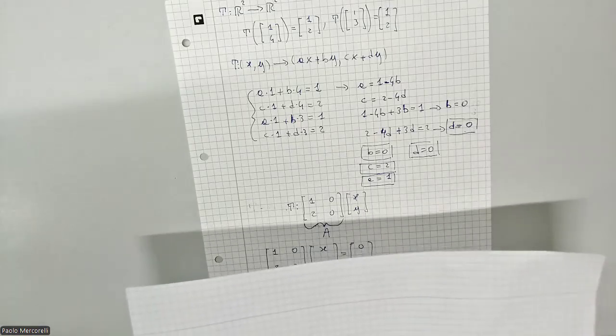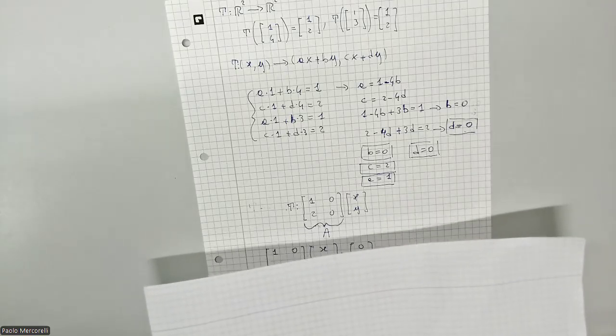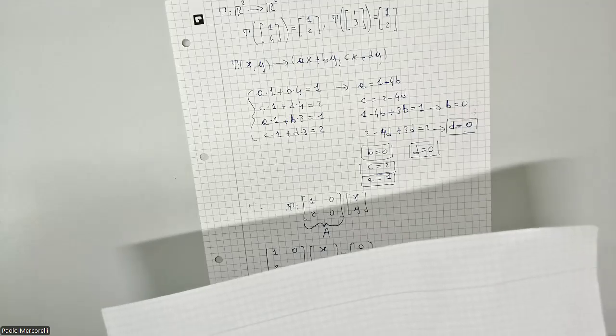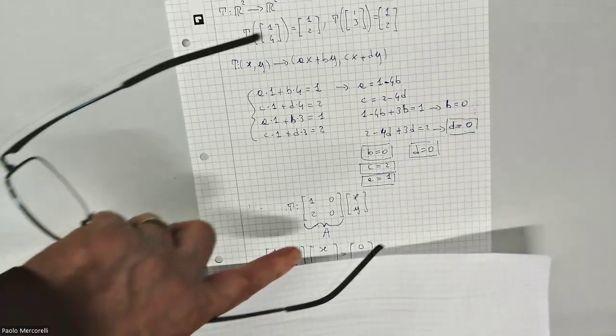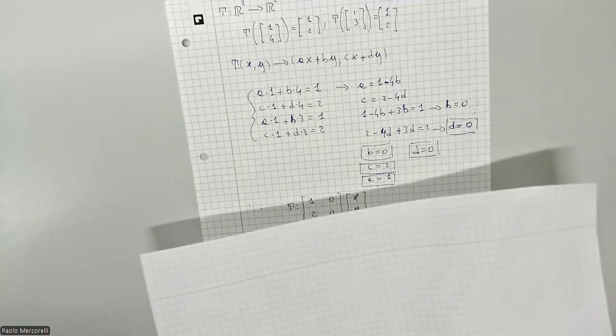Once I have A, B, C, and D, I can build the matrix, which corresponds to the transformation. This matrix here reflects the transformation. Now, kernel.